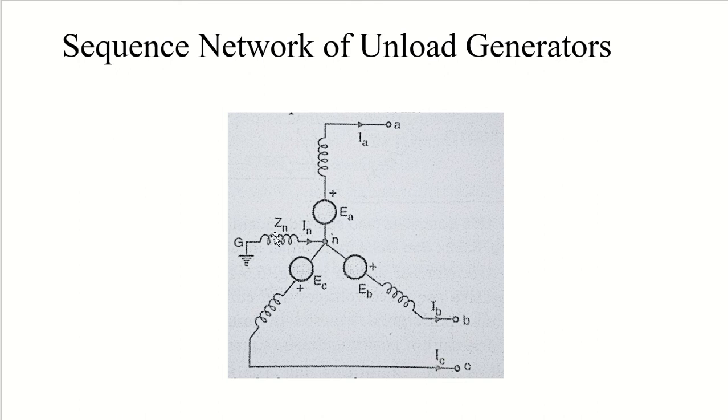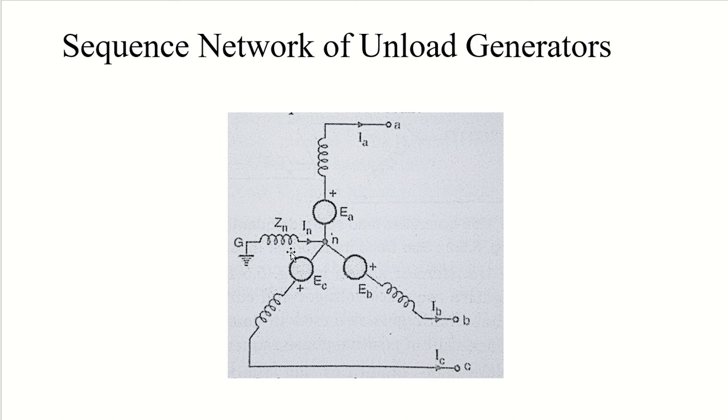Which is flowing through this ZN, neutral to ground current. Now, before we begin the analysis of unsymmetrical faults, there is something that we must know, that any equivalent sequence network of machine will have three sequences: positive, negative and zeroth.